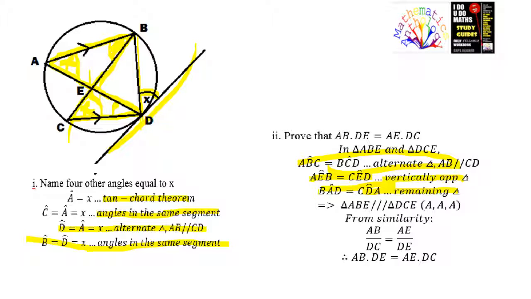From the similarity, we now need to work with the sides. AB, which are the first two letters here, over DC, which are the first two letters there, will equal AE, which is the first and last, over DE, which is the first and last there. Cross multiply those, and you'll end up with AB times DE is equal to AE times DC.